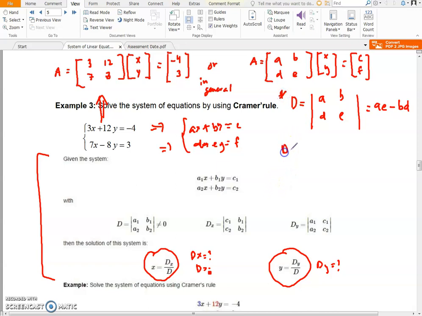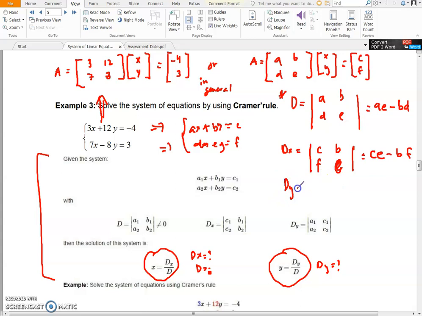Next, we need to find the value of dx. If you see here, the values A and D are for the variable x. So here we are going to change this part into C, F. The value for y remains the same, which is B and E here. But the part of A and D, because this is the part of x, we are going to change into the values C, F. The same formula applies, where you get C times E minus B times F.